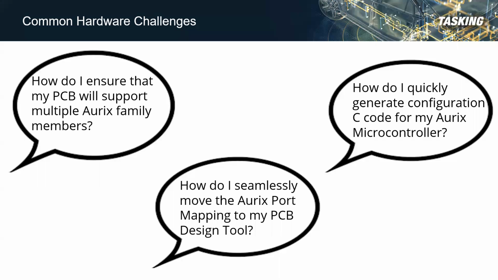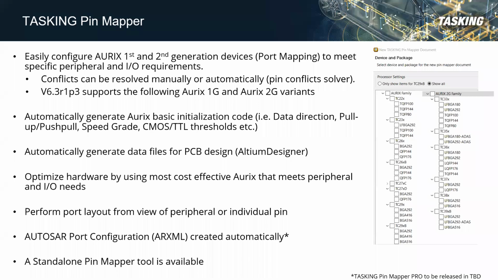So we lay out the microcontroller, but now we still have to do all the other circuit layout for our ECU. We have to still lay out the bridge driver. We have to still lay out the safety ASIC. We have to still lay out our MOSFETs and our sensors. After the AURIX has been laid out and designed, how do we easily incorporate that into our PCB design or our schematic capture? And how we do this is via the tasking pin mapper tool.